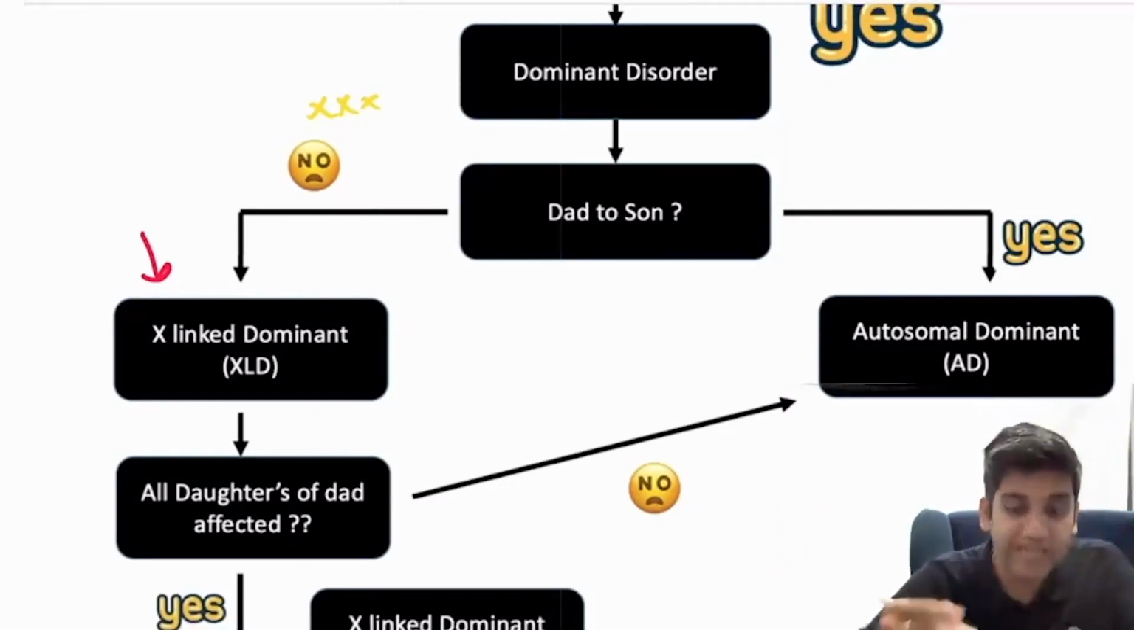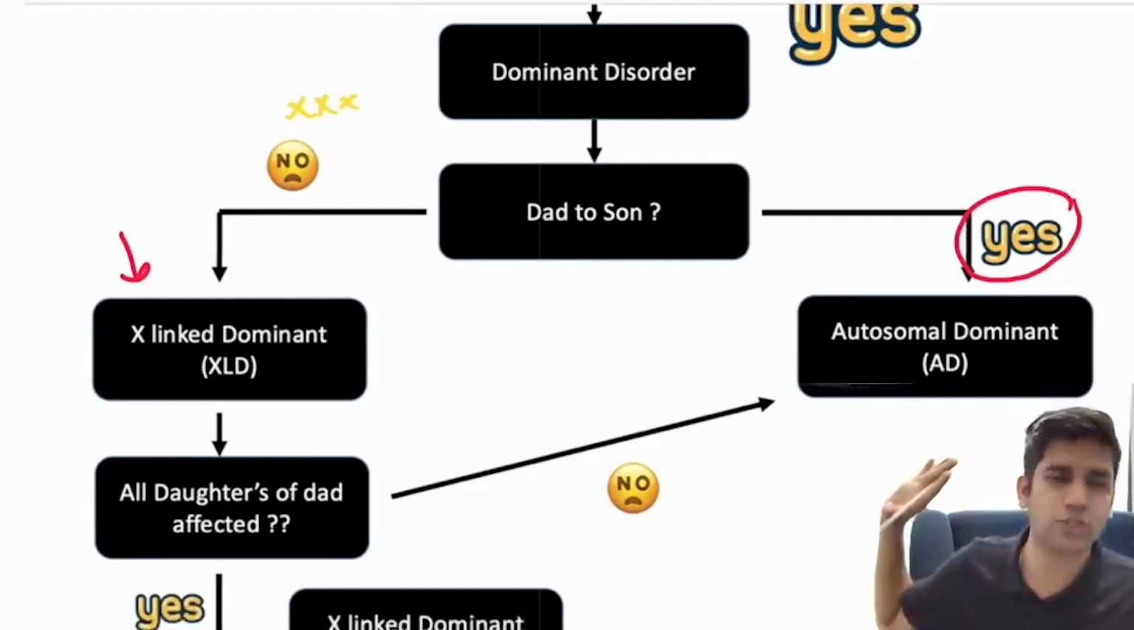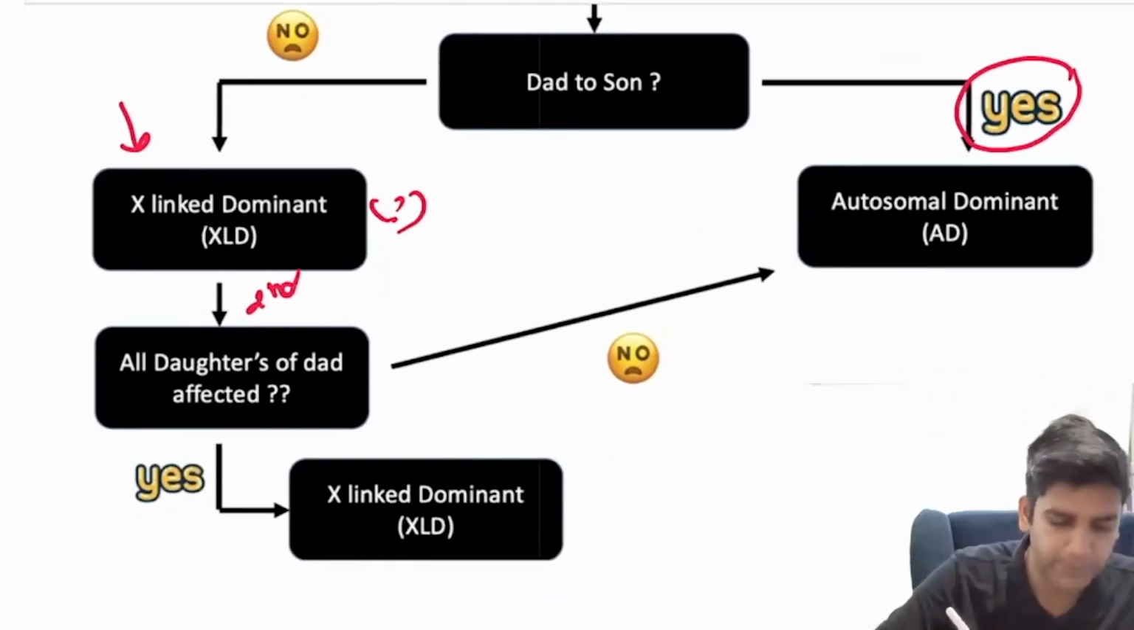That's the first thing. If the answer is yes, okay, the dad has transmitted the disease to the son, it has to be by default autosomal dominant. So here it's a query. To answer this query, I ask the second question.